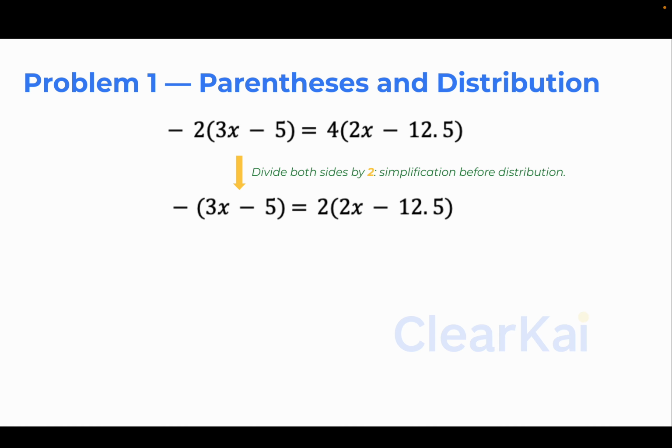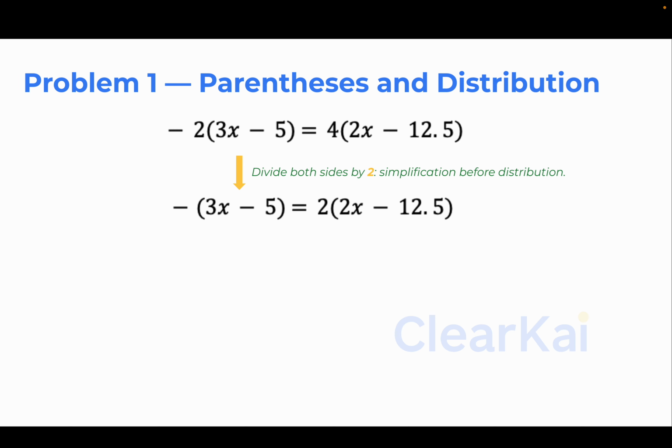Let's start with our first challenge, equations that include parentheses. Here we have -2(3x - 5) = 4(2x - 12.5). Before distributing, notice that both sides are multiplied by 2. It's often easier to simplify first, so we divide both sides by 2 to make the numbers smaller and cleaner. That gives us -(3x - 5) = 2(2x - 12.5).